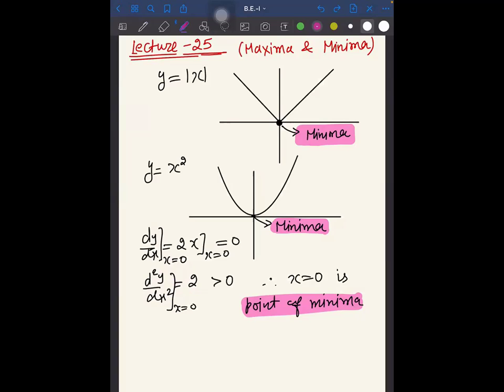It helps for determining whether it's a minimum or maximum. Yes, that's true. But geometrically, can you tell me why we put dy by dx equal to 0? To get the points where the slope of the tangent is 0, right? So what does that mean?